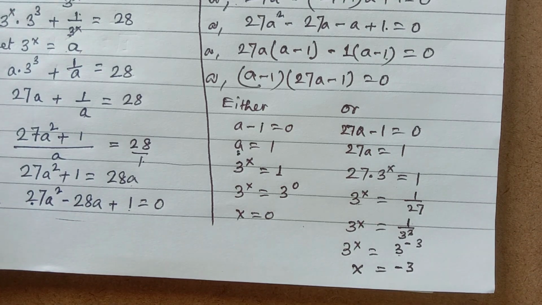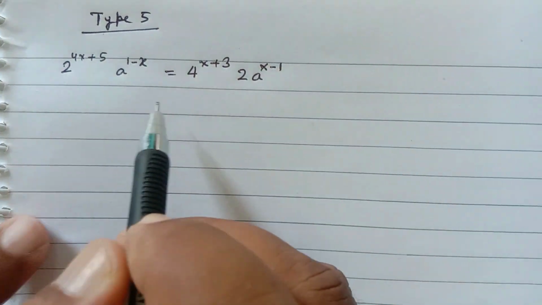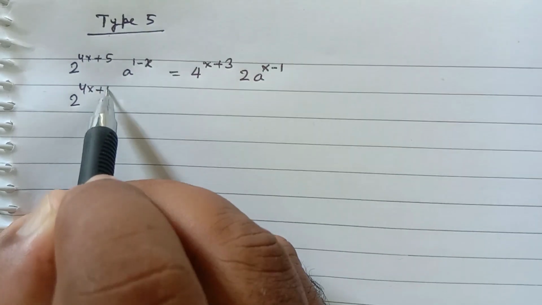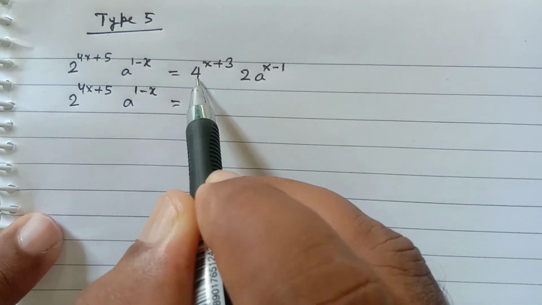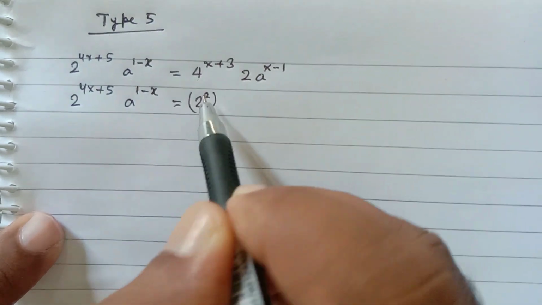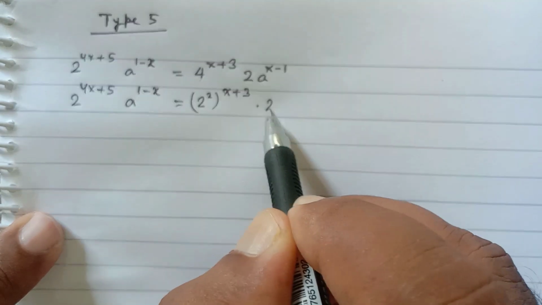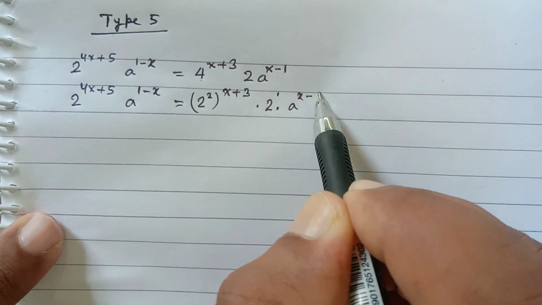Now let's take the type 5. Now let's go on solving this. Okay, so here we have 2 raised to power 4x plus 5, a raised to power 1 minus x. Then this 4 can be written as 2 square, x plus 3, this is 2 power 1, a power x minus 1.